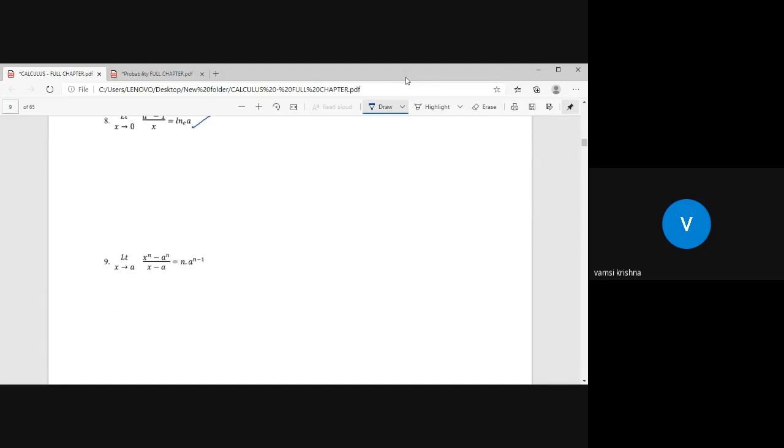And the well-known formula, x power n minus a power n by x minus a is equal to n into a power n minus 1. And (a power x plus b power x by 2) whole power 1 by x is equal to square root of ab.